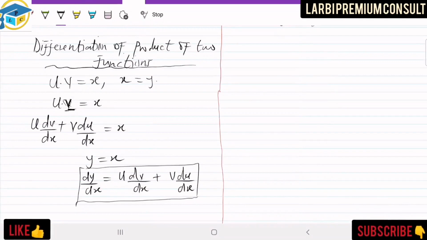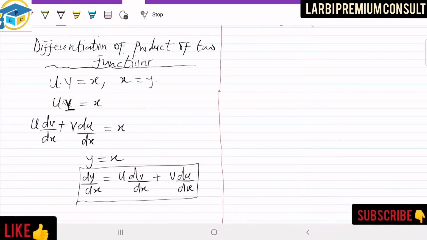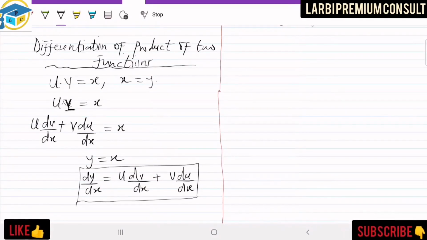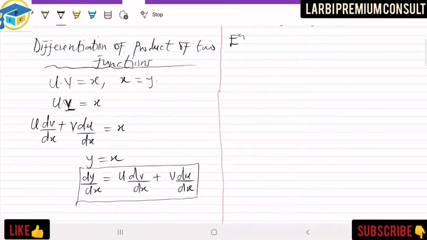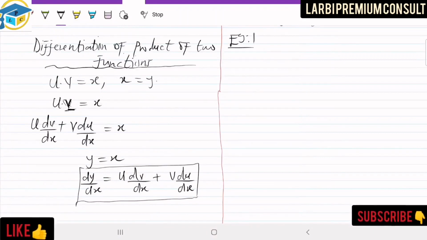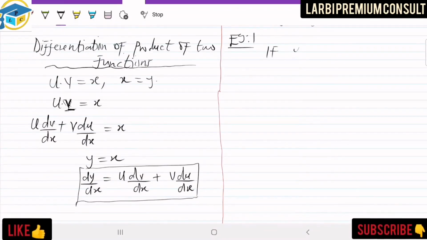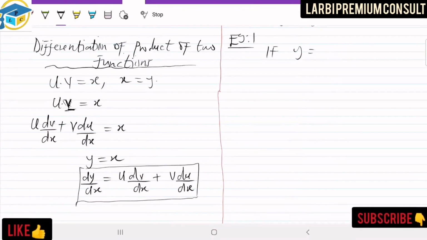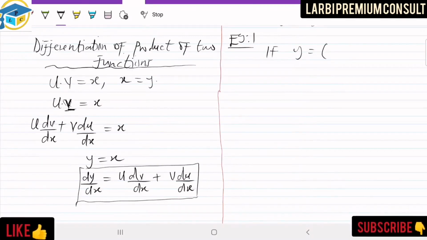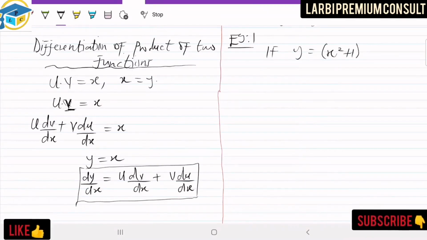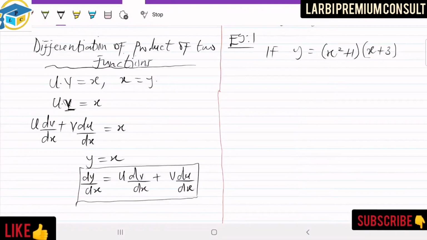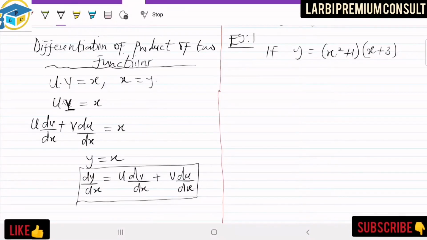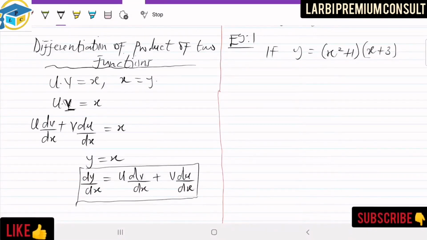So let's take an example so that we'll appreciate it much better. Example 1, under product rule. If y is equal to, let's say, x squared plus 1, then we also have another function, let's say x plus 3. I am asked to differentiate this function. Let's go by the product rule.